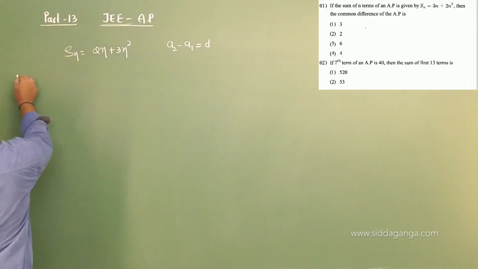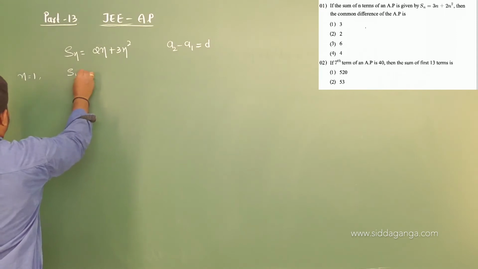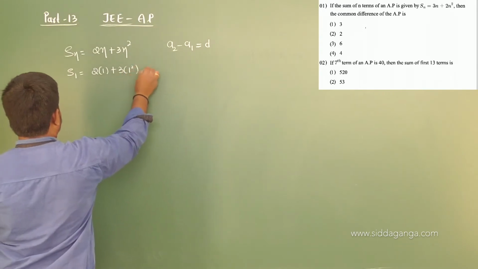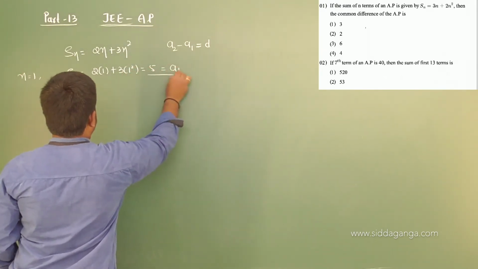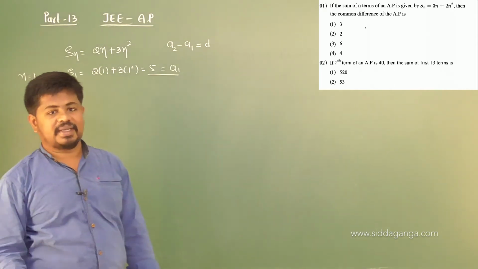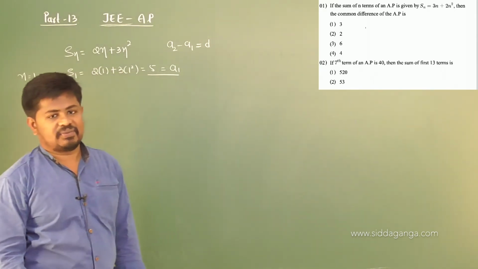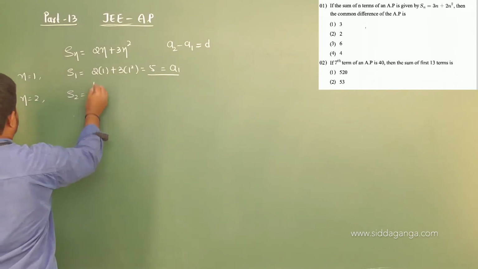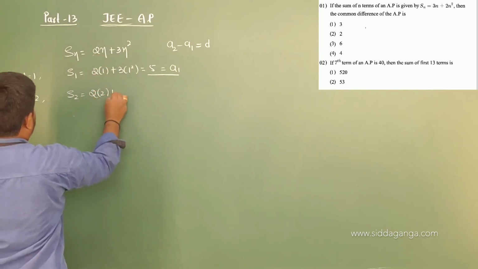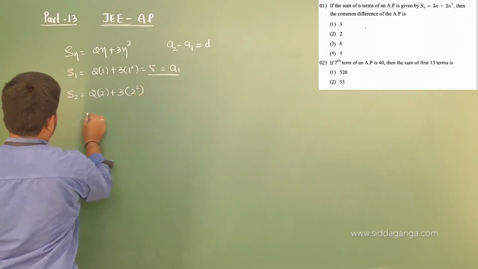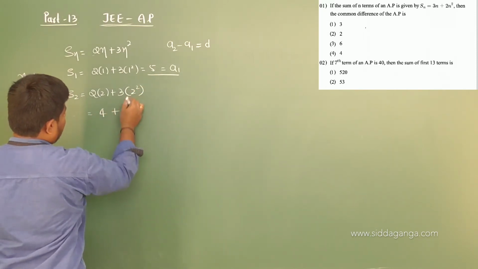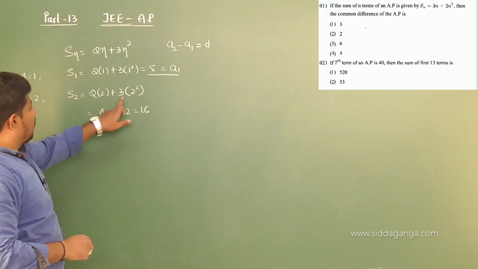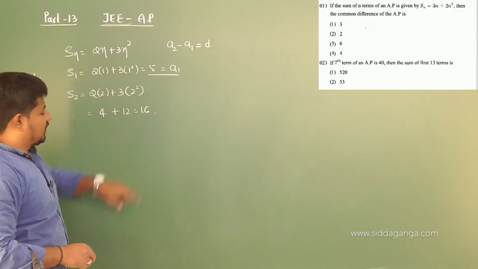What is S1 when n is 1? S1 is equal to 2 into 1 plus 3 into 1 square. You get 5. This is a1, because S1 is the sum of the first term, nothing but a1. So a1 is 5. When n is equal to 2, S2 is 2 into 2, that is 4, plus 3 into 2 square, that is 12. So you get 16.